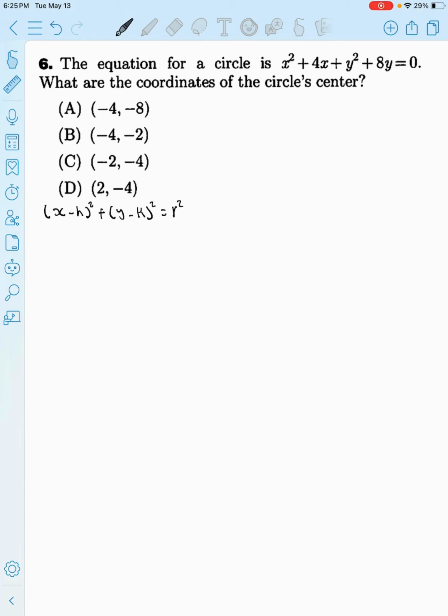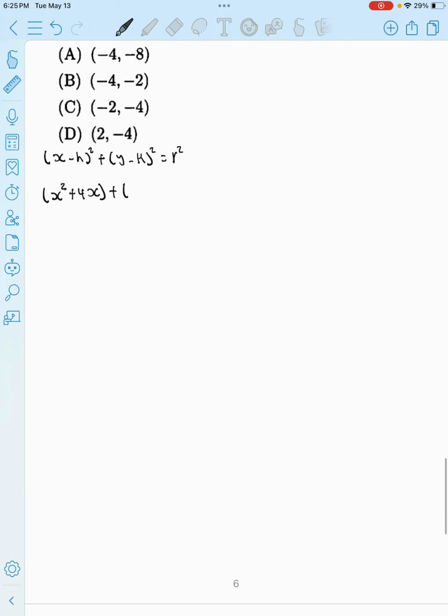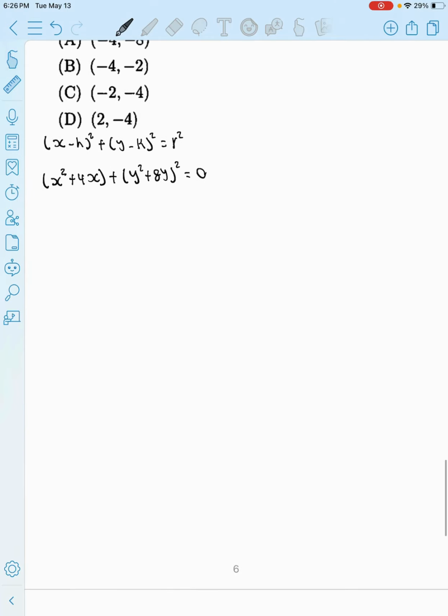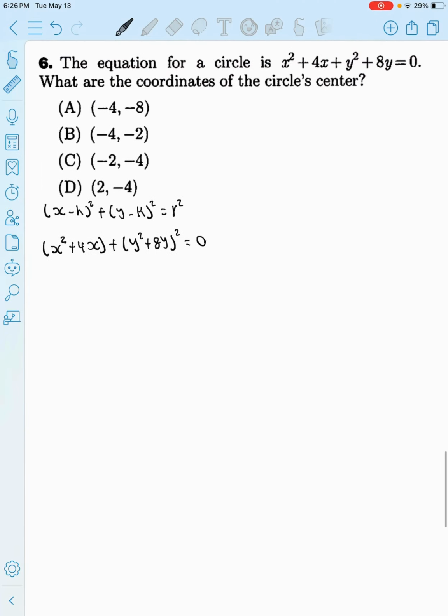Okay, let's start by having the x stuff in one bracket, x plus, and the y stuff in one bracket, squared, equal, and they give you the r, which is 0 for now. The number is going to be changing while we're solving the problem. Okay, so the rule is the same for the x and for the y.